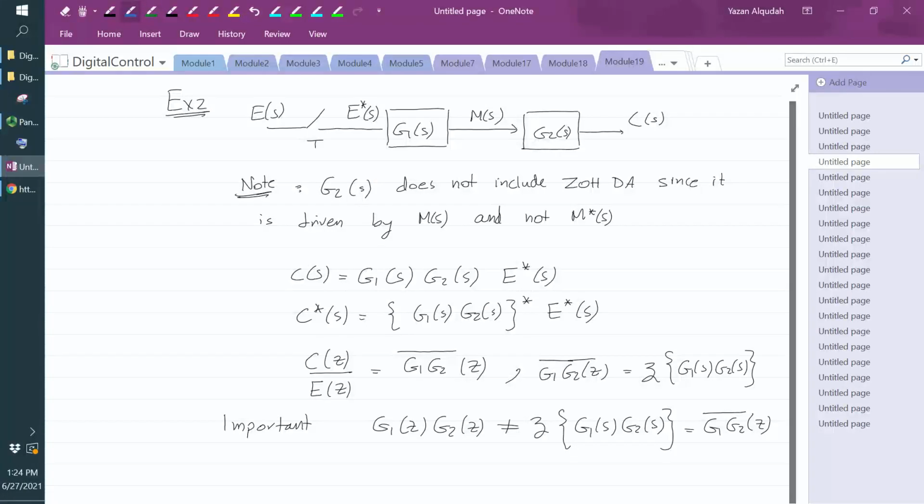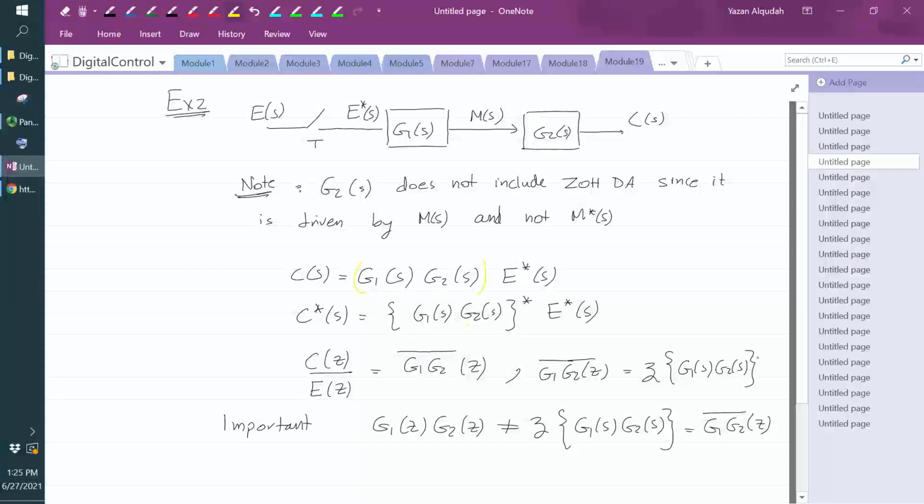Okay. So therefore, we're going to write the relationship C of S is equal to G1 of S multiplied by G2 of S multiplied by E star. And therefore, if I take the star transform, I'm going to get C star. Now these together are multiplied by E star. So when I take the star transform, I have to multiply them with each other and then take the star transform. And therefore, that's going to give me G1 G2 star multiplied by E star.